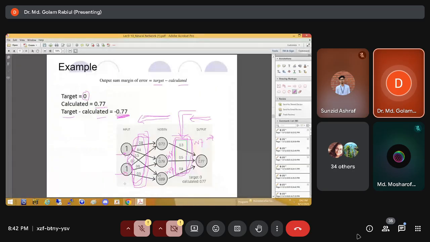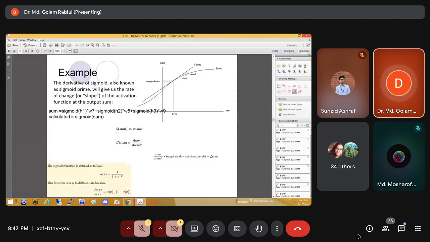So for that purpose, the sigmoid of the sum is our result. Now we want to take the derivative of this. The derivative of the sigmoid of the sum will be d result by d sum. The derivative of the sigmoid of the sum.